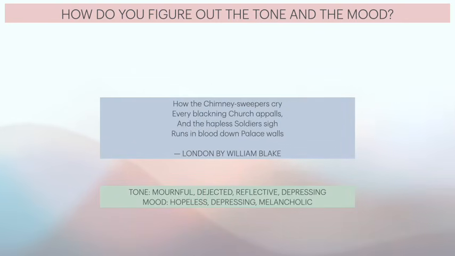So I thought that we could quickly go through a little example so I can show you how to analyze what the tone is, how to analyze what the mood is, and what the difference is. So I've taken an extract from a very famous poem by William Blake called London, and I'm just going to read the stanza quickly, and then we're going to talk about how we can figure out the tone and the mood.